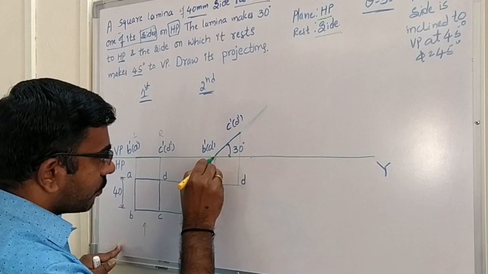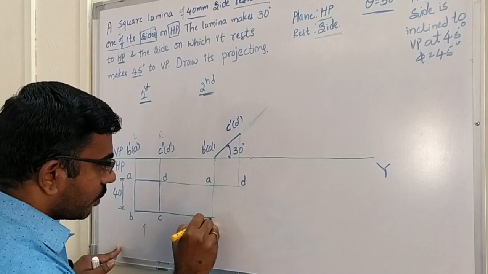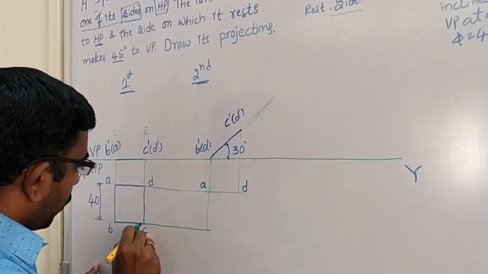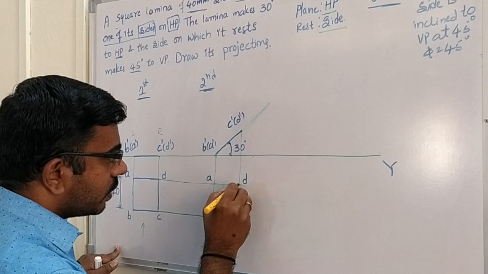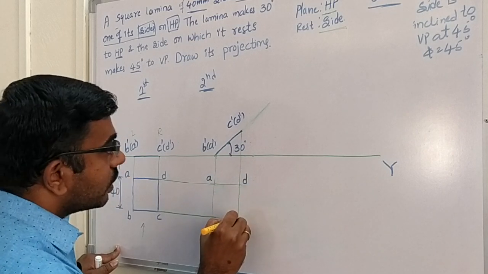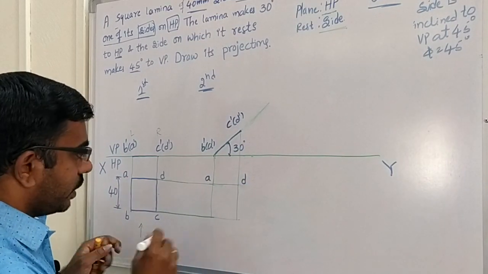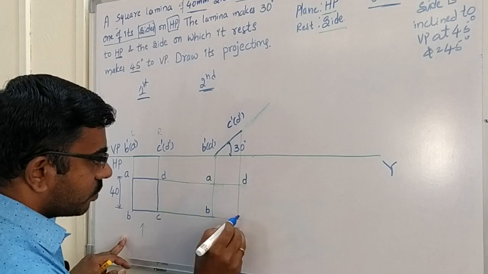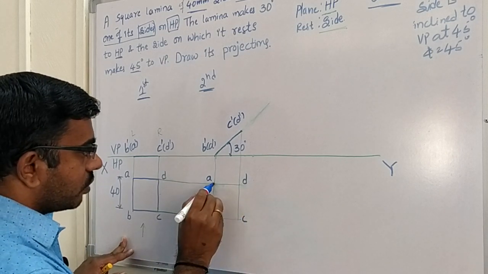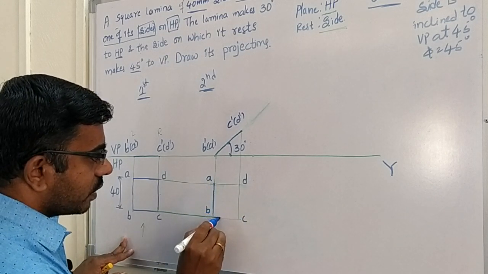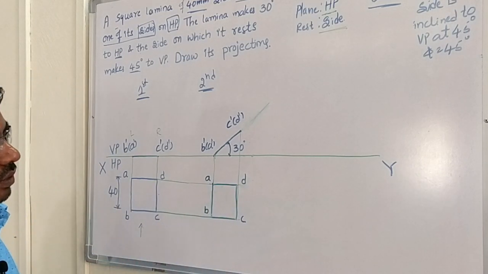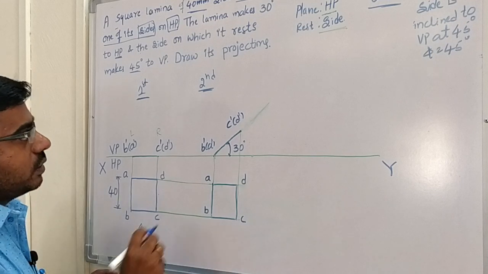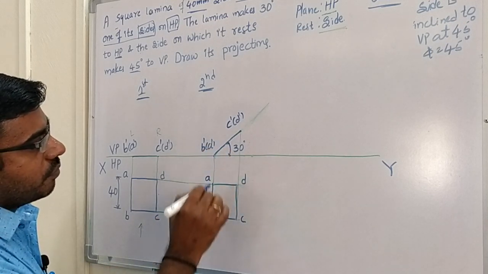Similarly, horizontal line from B and vertical line from B. Okay, this point is B. Then horizontal line from C, then vertical line from C. This point is B and this point is C. Join all the points, we will get the required top view. Okay, these are the second set of views.